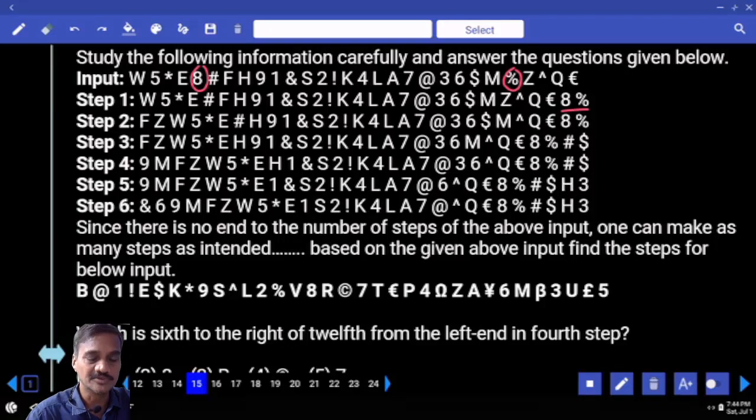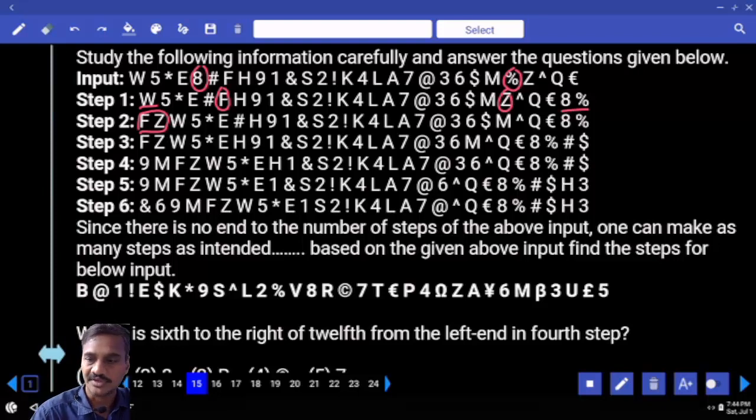Then from step 1 to step 2, from W5 star were added, and F and Z were arranged at the first two places. F is the sixth element from the left and Z is the sixth element from the right. In my input to step 1, the fifth from the left and fifth from the right are written at the right end. The sixth letter from the left and sixth from the right are written as the first two elements in step 2.